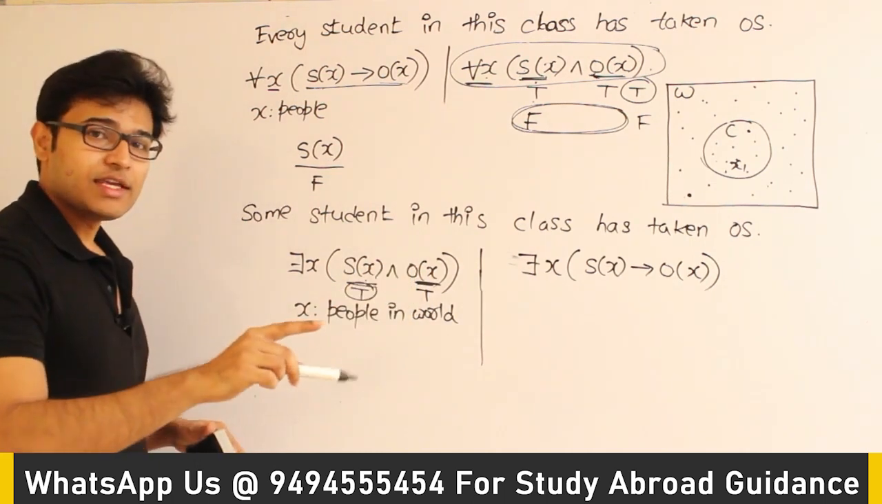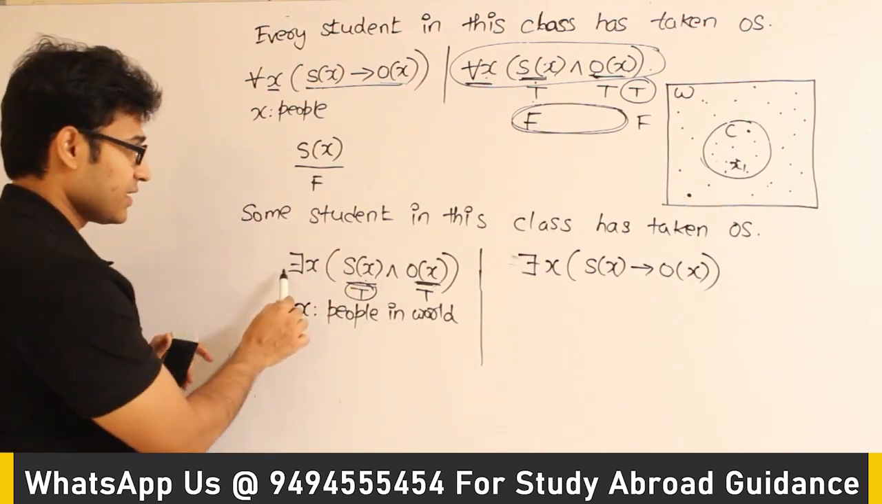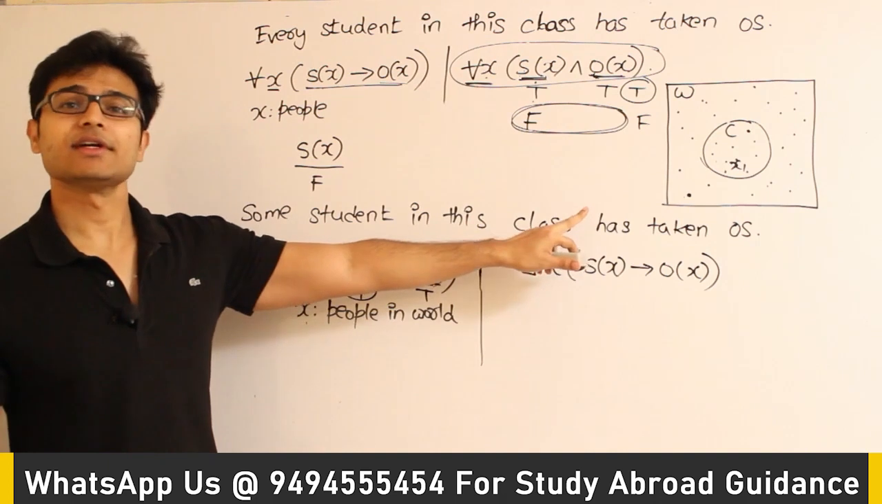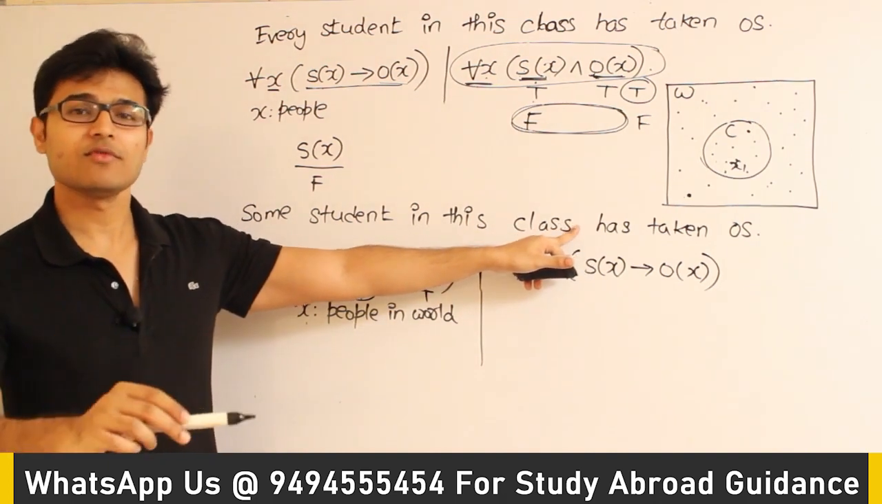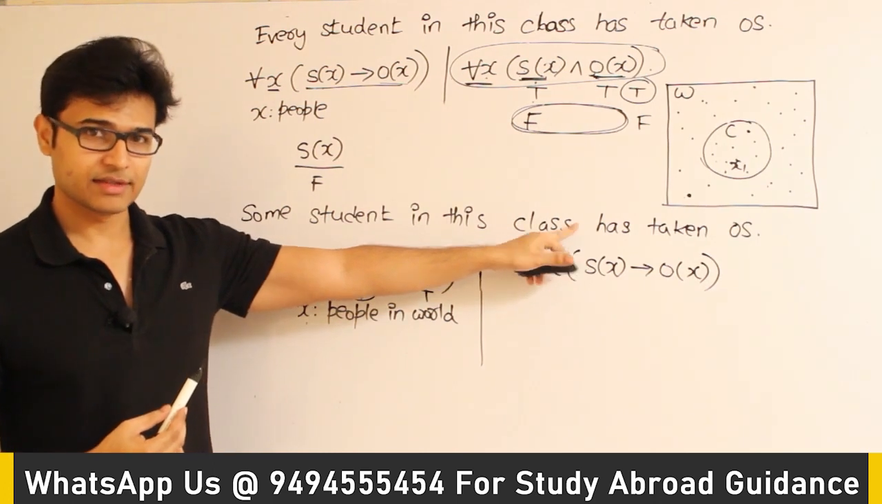And therefore, even for one value, if this entire thing becomes true, then this entire thing will become true. And so, some student in the class has taken the operating system will become true when someone has actually taken the operating system course. Are you getting this?